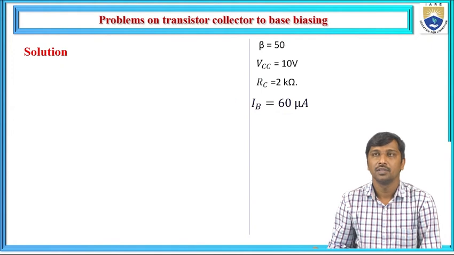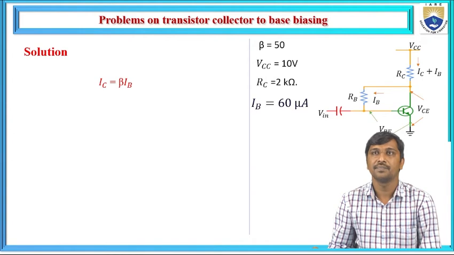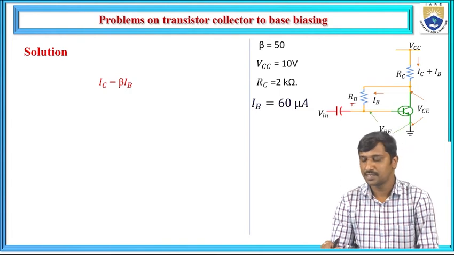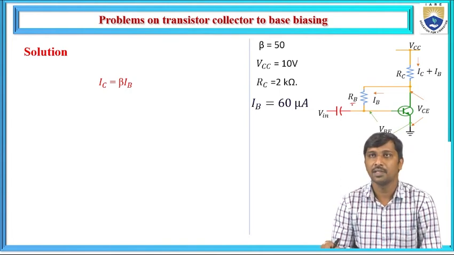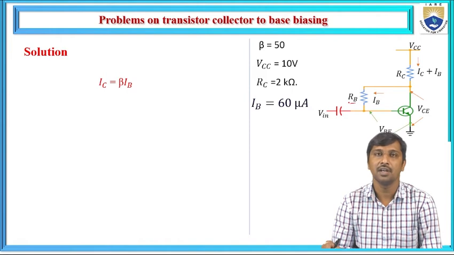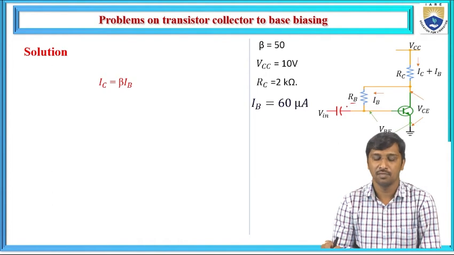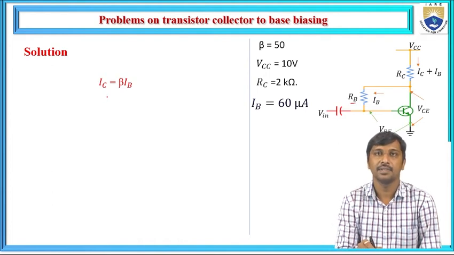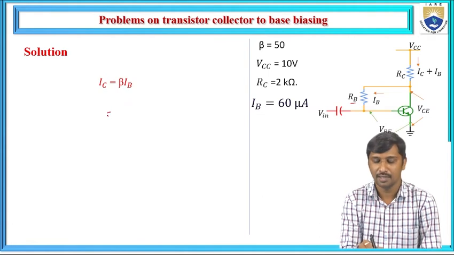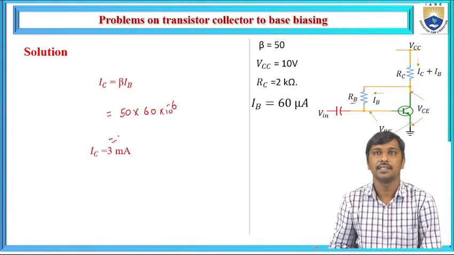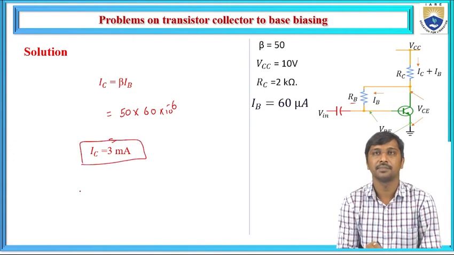So let us consider the given specifications and the given figure. We need to find the base resistance, RB. Before that, first we need to identify how much collector current flows. From the common emitter configuration, we know that the collector current is beta times IB. Beta is 50, and they gave IB as 60 microamperes, 60 into 10 to the power of minus 6. Hence, IC is 3 milliamperes.